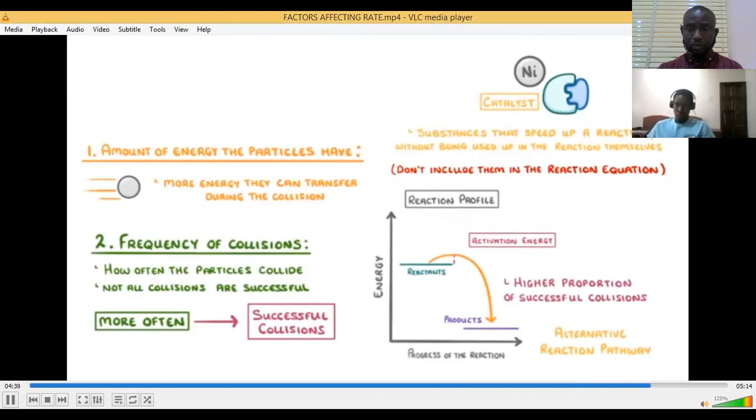The word catalyst is actually a pretty broad term, and a whole range of different substances can act as catalysts in different situations. One of the most common sources of catalysts, though, are the transition metals, like cobalt and nickel. And if you do biology, you'll have come across them in the form of enzymes, which are just catalysts made by living organisms.